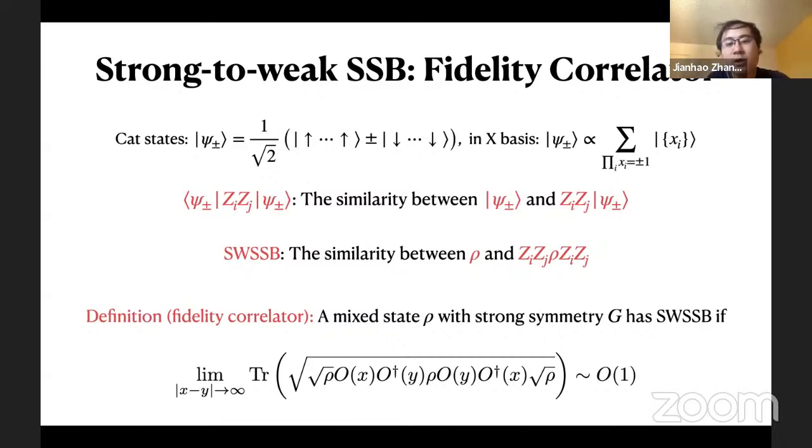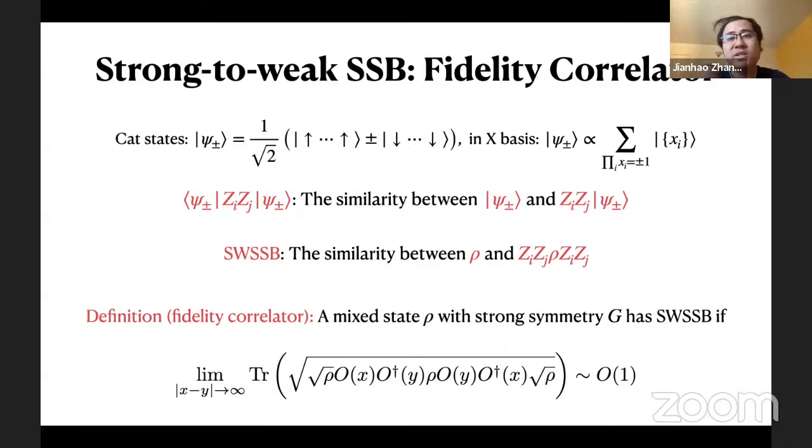So although the traditional two-point correlator shows you a very short-range correlation behavior, there is still a very subtle long-range correlation between Z_i and Z_j, in the sense that if we conjugate the density matrix by Pauli Z operators, a similar dramatic thing happens as an analog to the pure state.